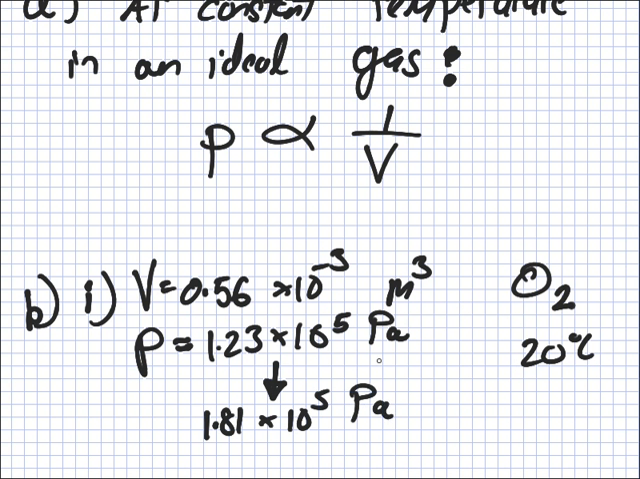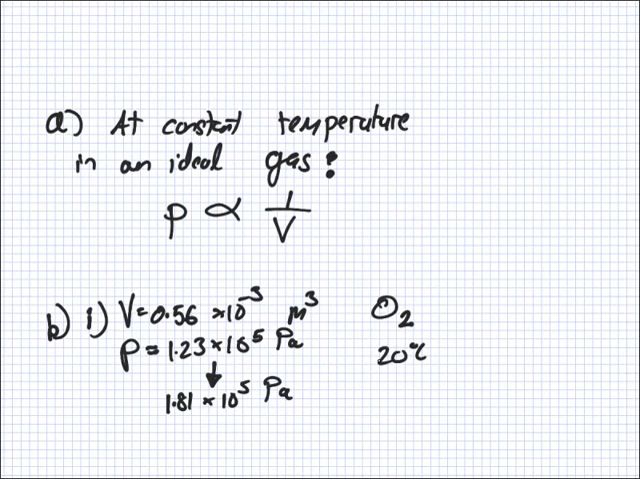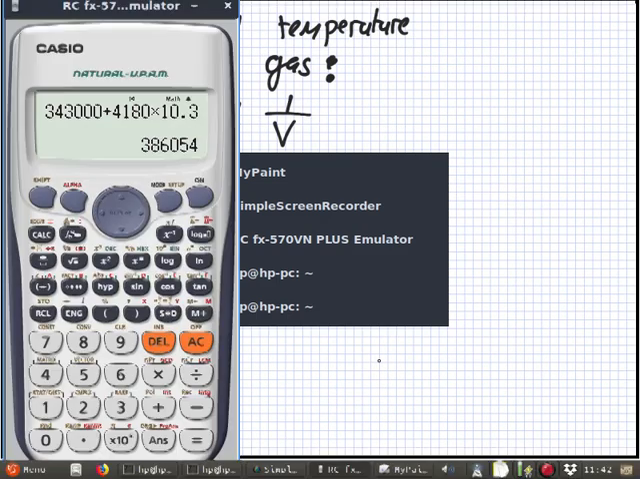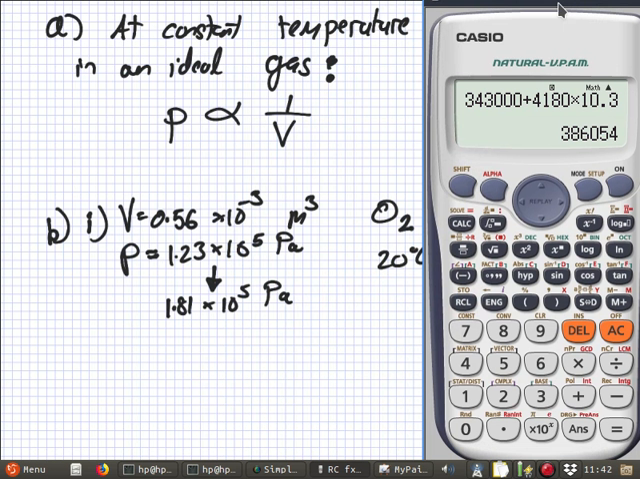Now you don't have to, but they obviously want you to use Boyle's law because they just made you say what Boyle's law was in part A. So look at what's happening to the pressure. The pressure went up to 1.8 times 10 to the power of 5, and it was 1.23 times 10 to the power of 5. So the pressure increased by 47%. In other words, the pressure was multiplied by 1.47.